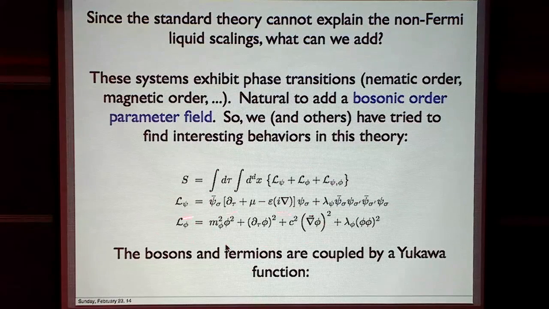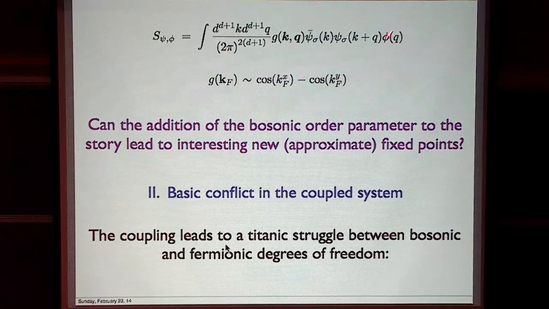And L phi adds just a scalar field with a mass that we will tune to 0 at criticality, some velocity c, which can be different from the Fermi velocity v. This is not a relativistic system. And then a quartic coupling. And the bosons and fermions, as stated, are of course two decoupled theories, but they should be coupled by a Yukawa function. And here's the Yukawa function. It's generally a function of k and q. For the nematic problem, it should vary in this way. So there are some cold spots on the Fermi surface where it vanishes. For a ferromagnet, there would be some spin matrices here, and g could be constant. OK, we could decide what problem precisely.